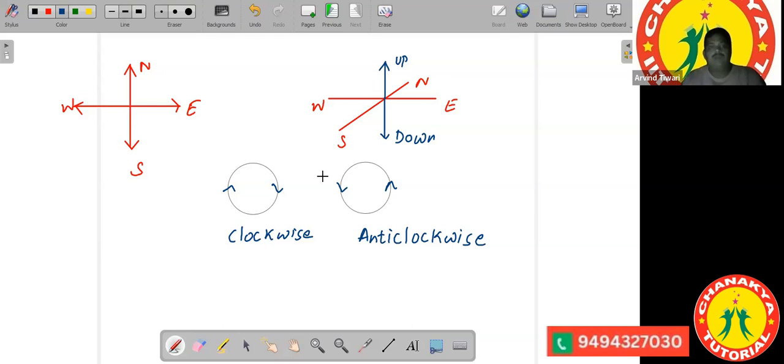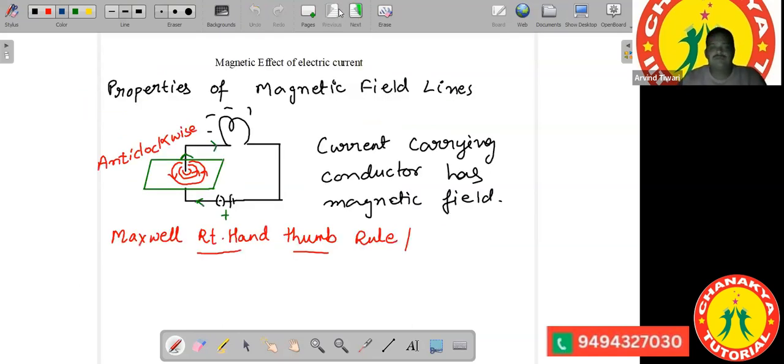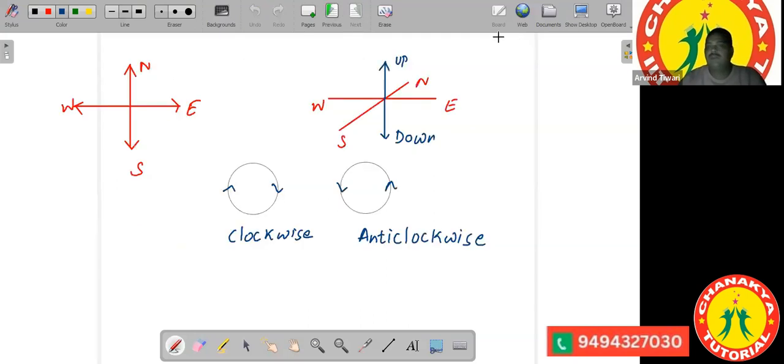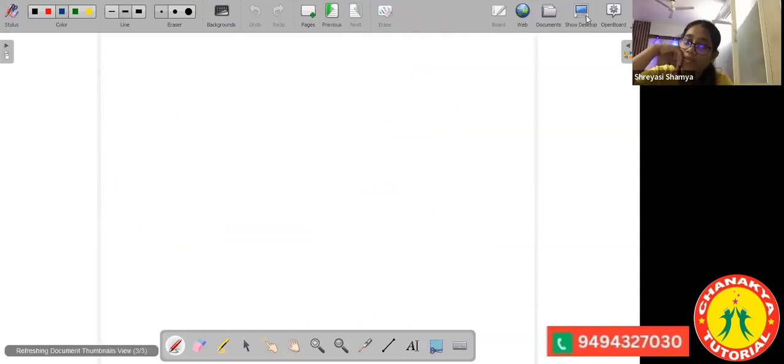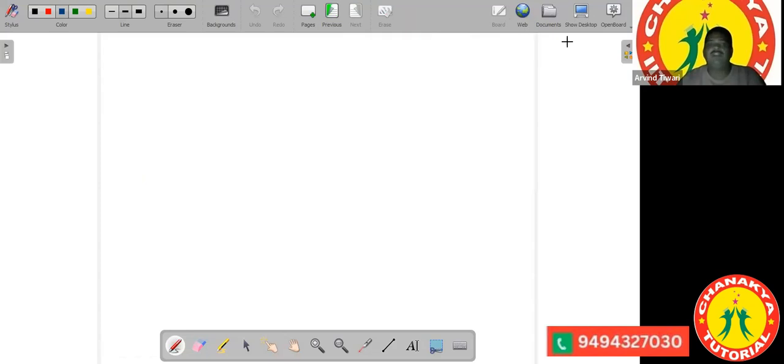So shall we come to the questions now? Okay, let's see a small question then from this magnetic field.